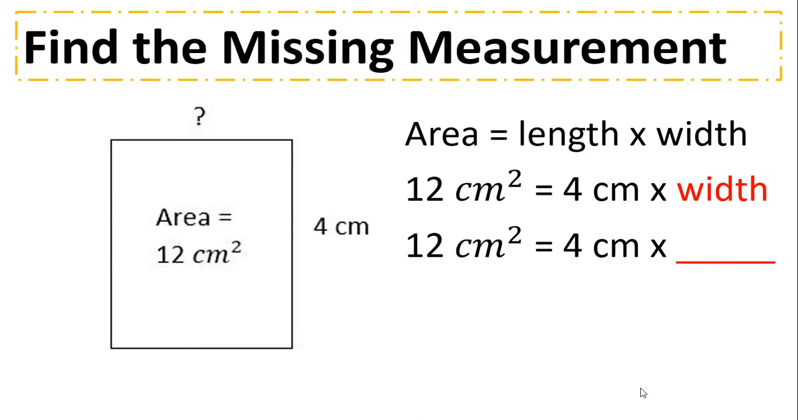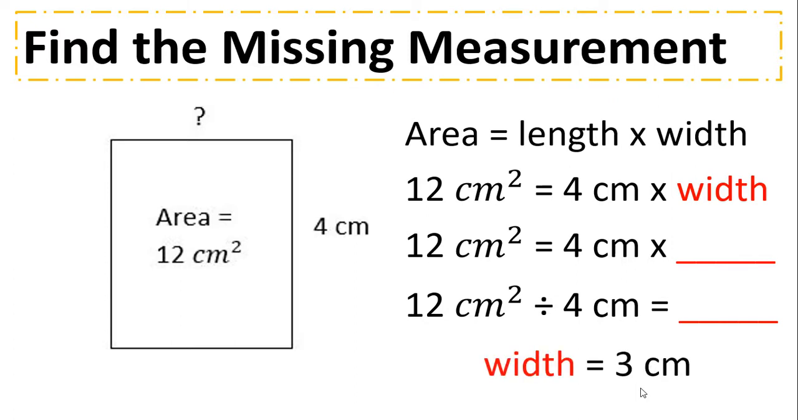Now we can ask ourselves, 4 centimeters times what equals 12 centimeters squared? Or we can divide. 12 centimeters squared divided by 4 centimeters equals what? Well, 12 divided by 4 is 3. So our width is 3 centimeters.